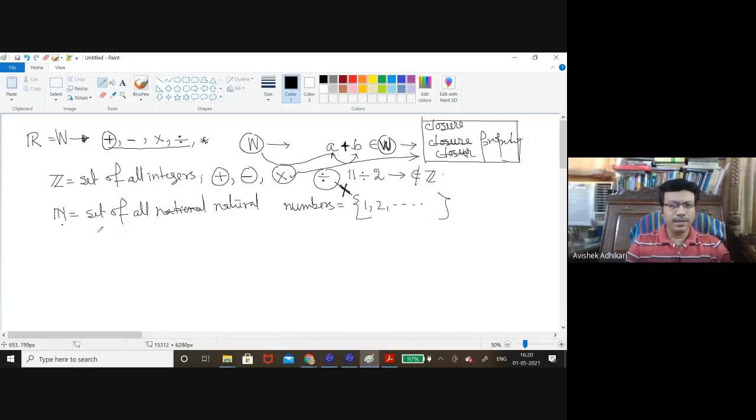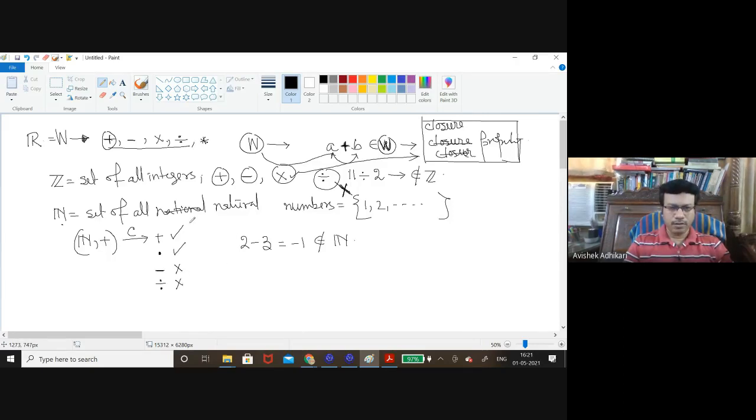Okay. And if I consider N with respect to addition, then it will satisfy the closure property. Closure property with respect to addition is done. If I consider multiplication, then closure property is done. But if I consider subtraction, will it satisfy the closure property? No, sir. No, because if I consider 2 minus 3, then the answer will be minus 1, and that is not within N. So it is not satisfied. Similarly, in case of division as well, it will not satisfy.